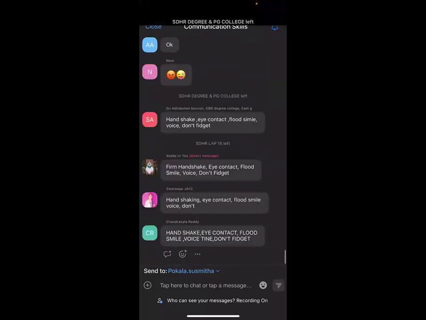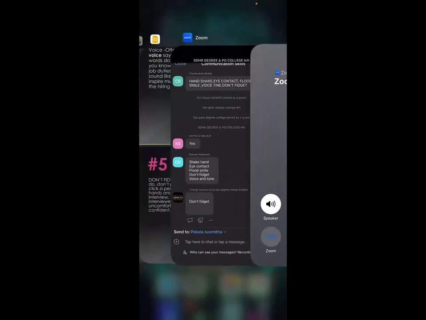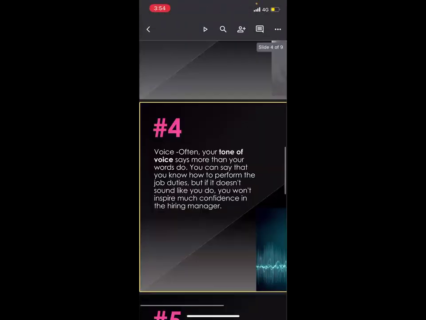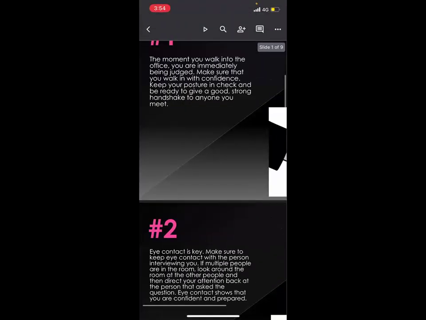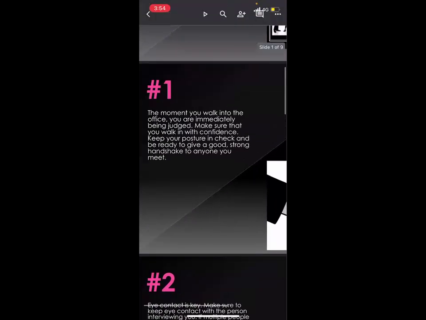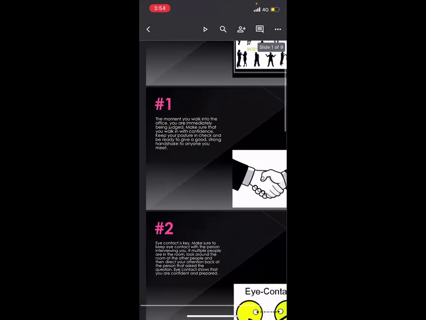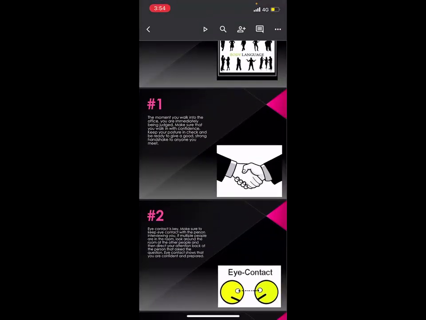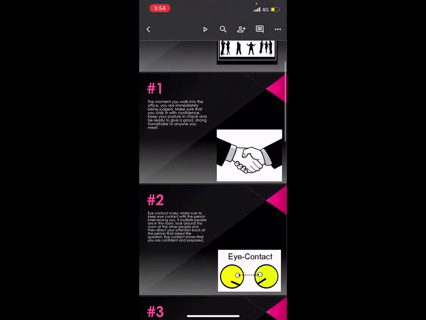Sure, Gayatri, I'll put it. Okay. I'm putting the slides. If you want to take screenshots, guys, you can take the screenshots. The first two.